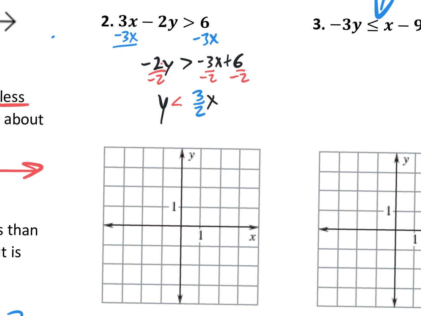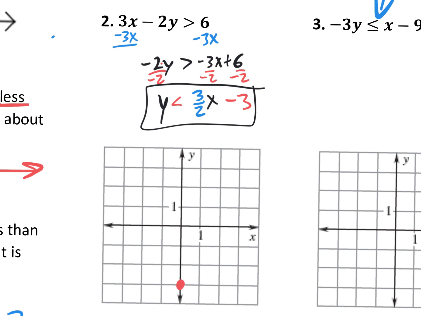It still has the x right next to it. The 3 over 2 is a slope. And over here, the b value, 6 divided by -2 is -3. And this is your slope-intercept form inequality. So what does this mean? That it crosses the y-axis at -3 down here.